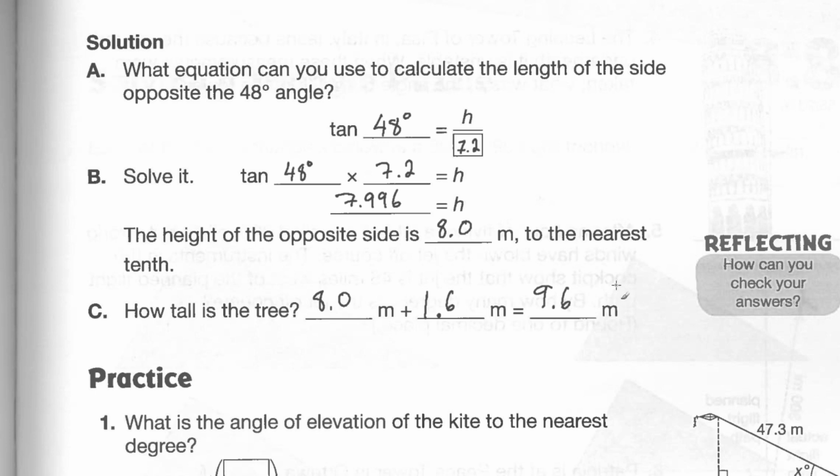And the reflecting says, how can you check your answers? Well, one thing that you could do is use the other ratios. We could use the tangent. We could use tan of 48 degrees and then take the height and divide it by the tan of 48 degrees and make sure that it gives us the 7.2. Well, using this height here. I don't know. Just trust in your numbers, I guess.